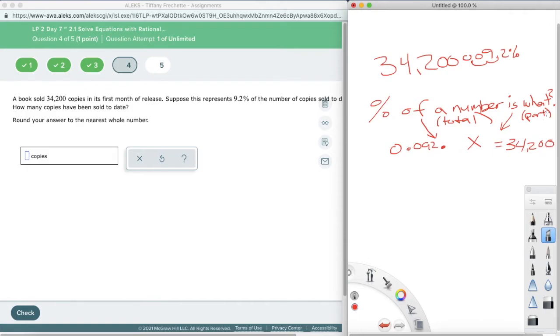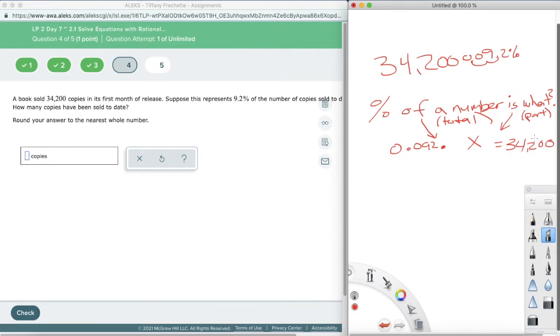And this is something we're going to practice quite a bit more in the future. I want to say it's probably in next week's sections, actually, when we start practicing this formula. So it's percent of a number is what? And if we can remember this, then we can fill it out, because we go percent of a number is what? So total and part.